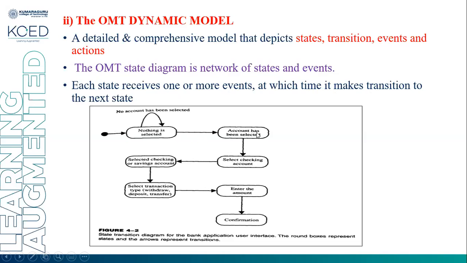Account has been selected, and select a checking or saving account, then it moves to the next state, where they select the transaction type: withdraw, deposit, or transfer. Then the next step, the user has to enter the amount, and finally confirmation of the transaction is over. So the state transition diagram for the bank application user interface is given here. The rounded boxes are the states, and the arrows represent the transitions of the states.